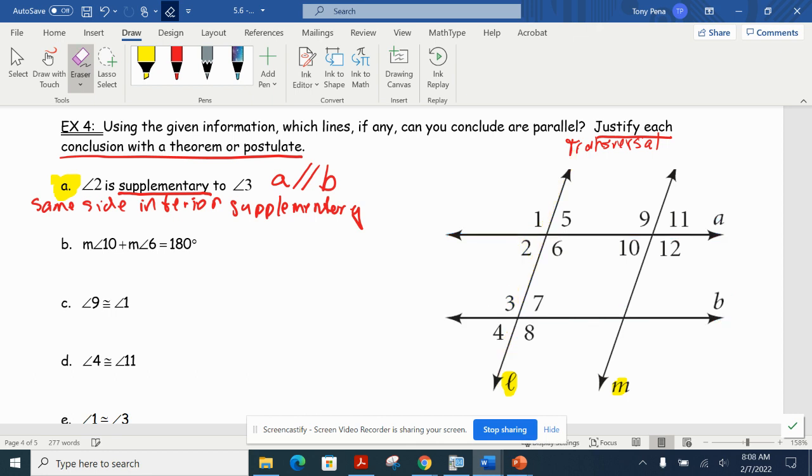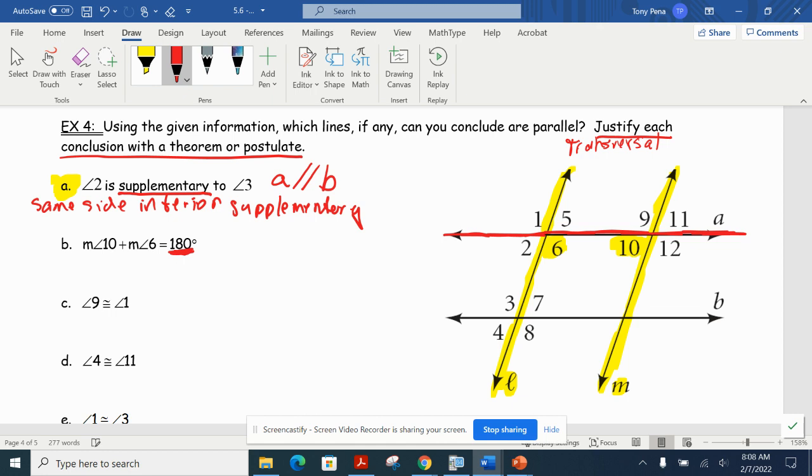Okay, so this next one, you're going to find angle 10 and angle 6. So here's angle 10. Here is angle 6. If you understand what we're doing, those two angles are created by lines L and M. Those are the ones we're trying to prove are parallel. And then our transversal in this instance is line A. As we look at these, aren't these also same side interior angles? And aren't they also supplementary because they add up to be 180?